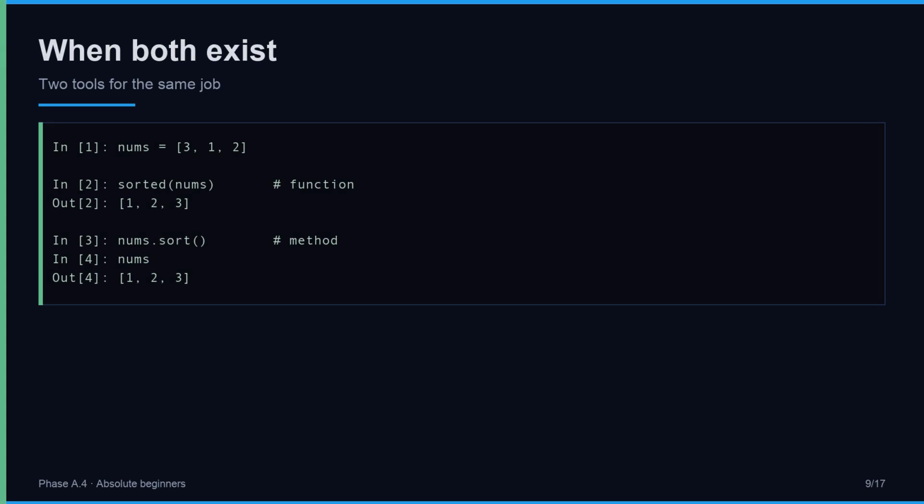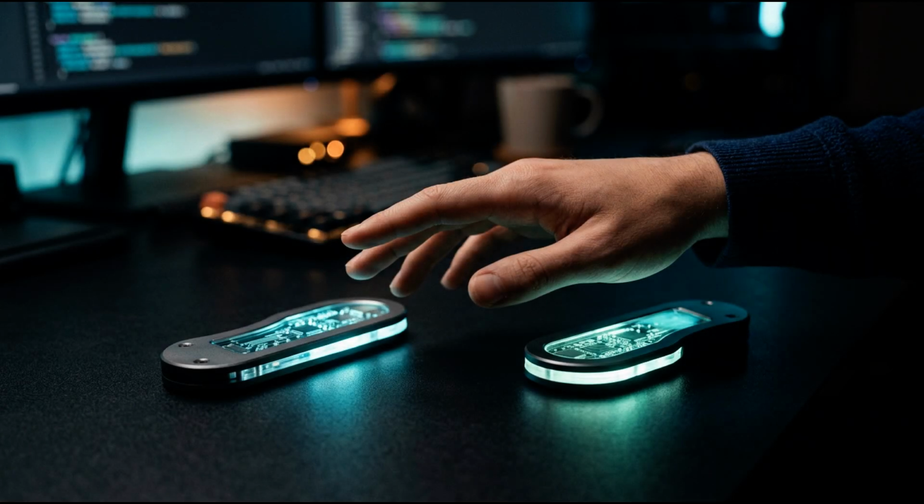Sometimes a method and a function do the same job. Sorted is a function, it takes a list and returns a new sorted list, the original is unchanged. Sort is a method, it sorts the list in place, the original changes. Both sort. The function returns a new list, the method modifies the existing one. When both exist, the difference is usually about whether the object itself changes. Return versus modify. Neither is wrong.